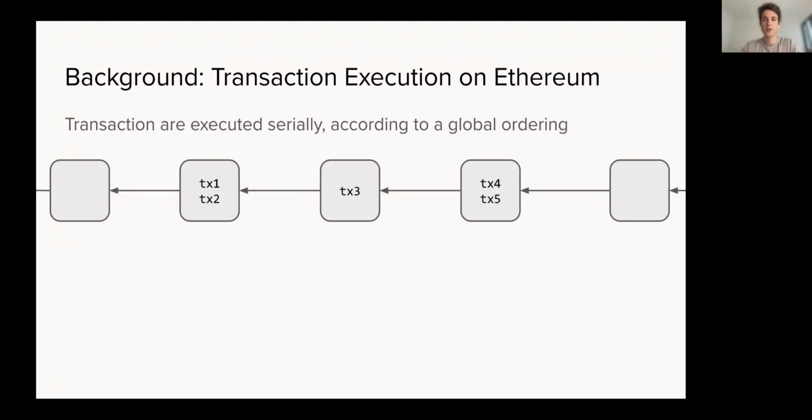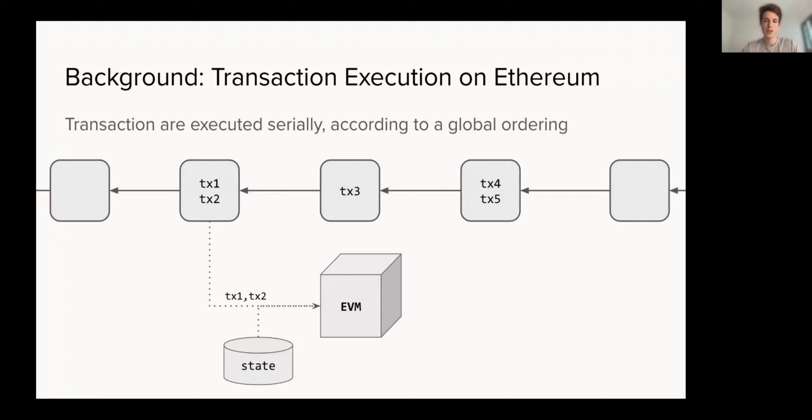But first, let me briefly introduce the execution model of Ethereum and similar blockchains. On Ethereum, transactions are divided into batches called blocks, and execution happens block by block. When a block is executed, the Ethereum Virtual Machine, EVM, receives a list of transactions as its input, and it also receives the current state of the system as its other input. Through executing the transactions on this state, it produces an updated state. So it's basically just a state machine, and the unit of execution is the block.